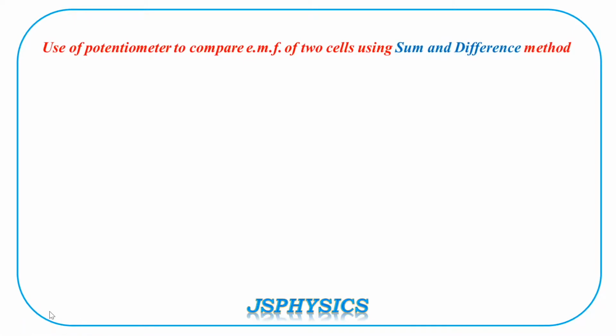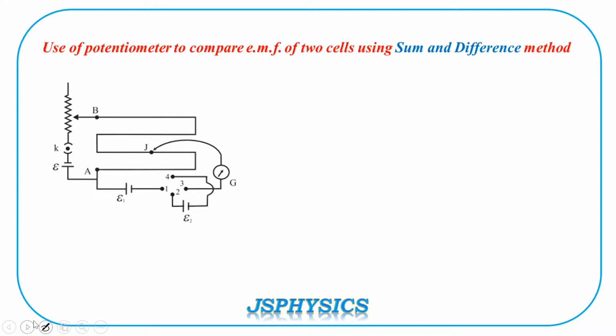As I told you, the potentiometer can be used to compare the EMF of two cells by either the individual method or the sum and difference method. So let us see the sum and difference method now. This is the circuit diagram to find E1 by E2 using the sum and difference method.